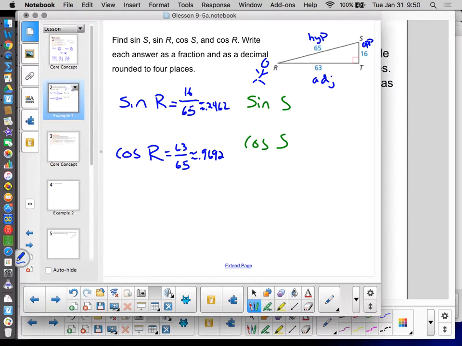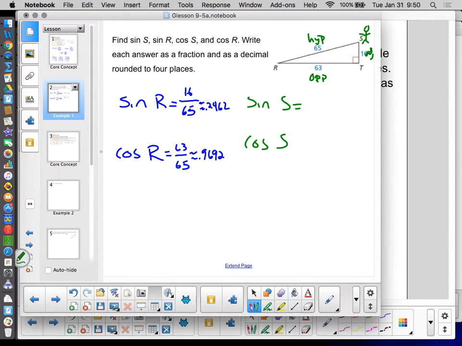Now, not hard to do. I had to remember which side goes with which. We set up the ratio. We find the decimal. We're great. What happens when I switch my perspective to angle S? Well, my perspective comes over here. 65 is still the hypotenuse, but now 63 is the opposite and 16 is the adjacent.